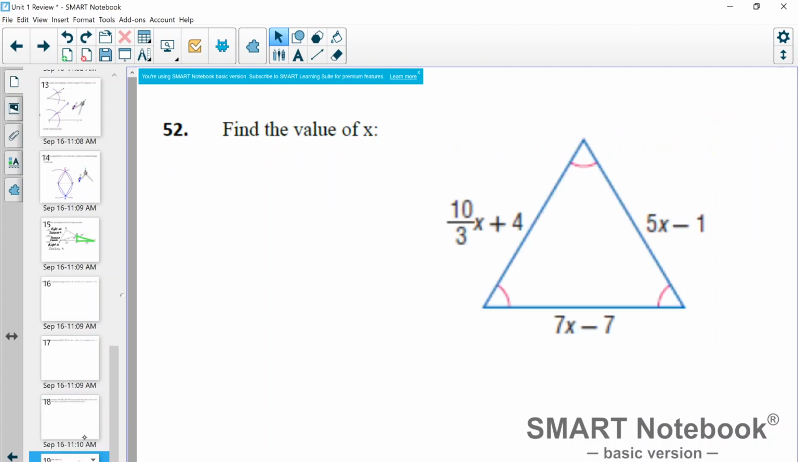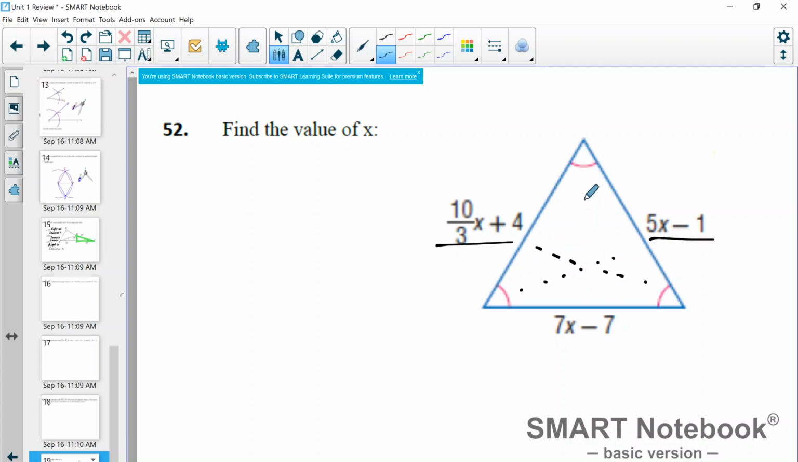Same with 51 and 52. Find the value of X. Again, using our hints, they tell us all three sides are the same. So to find the value of X, since all three angles are the same, that means all three sides are the same. I would set the two easiest sides, in this case 7x minus 7 and 5x minus 1, equal to each other to solve for X. And that is review of constructions, types of triangles, and different definitions.